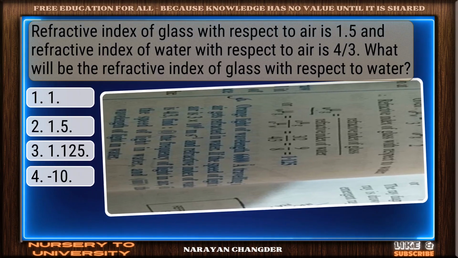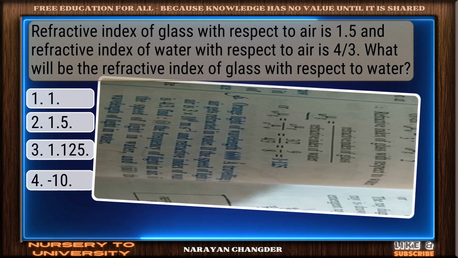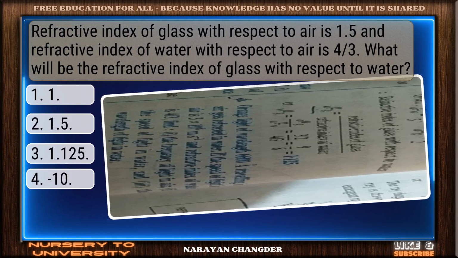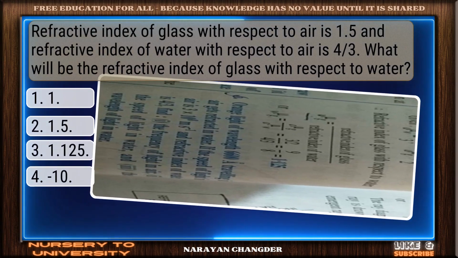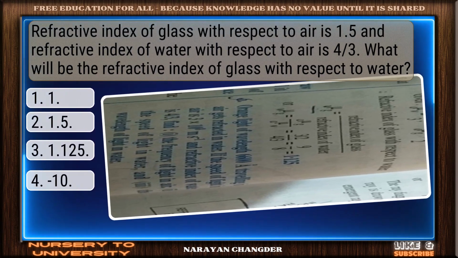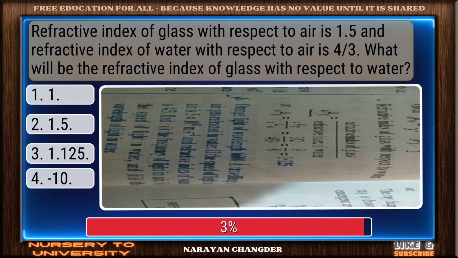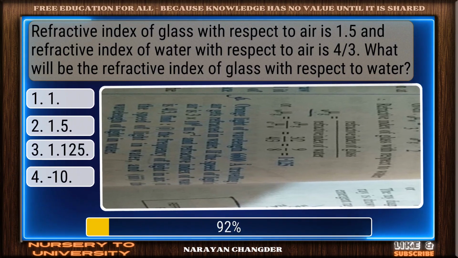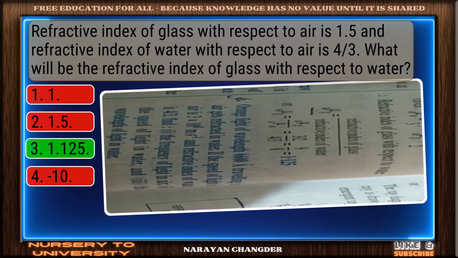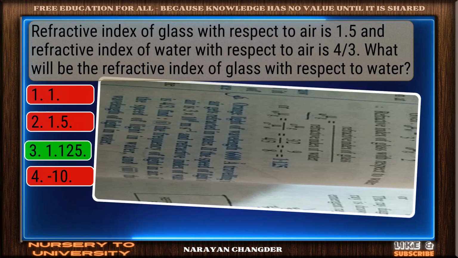Refractive index of glass with respect to air is 1.5 and refractive index of water with respect to air is 4/3. What will be the refractive index of glass with respect to water? Solid response. 1.125 is a valid choice.